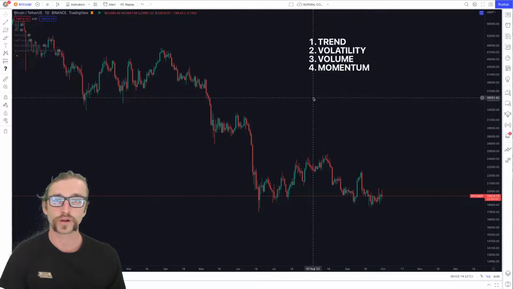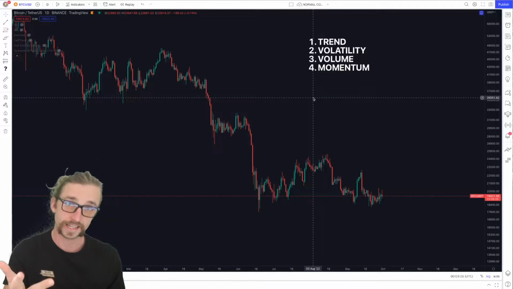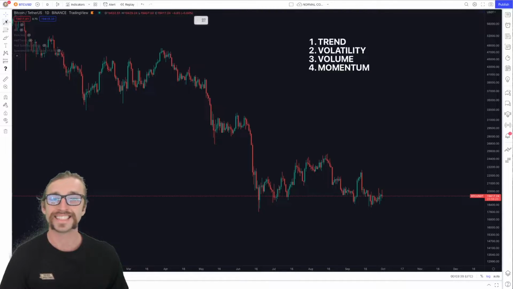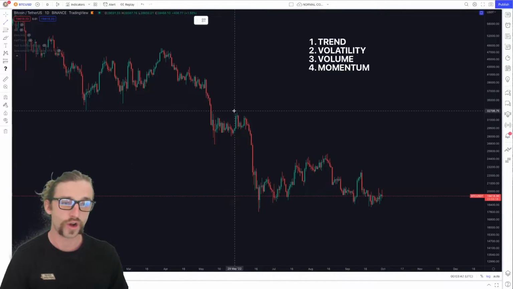There are many ways to approach technical analysis and ways to understand trend, volatility, volume, and momentum by different indicators. For example, candlesticks, patterns, indicators, moving averages, etc. But we've only got limited time. So I want to show you one thing that is quite obvious, and that is a descending triangle pattern that is occurring on Bitcoin itself.